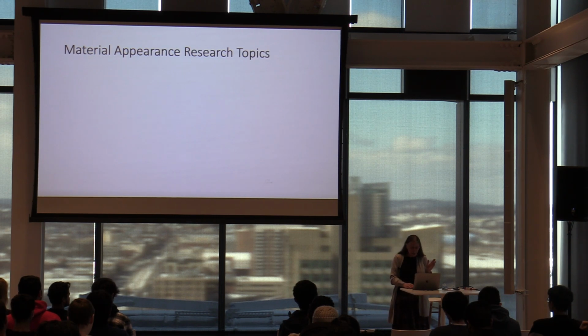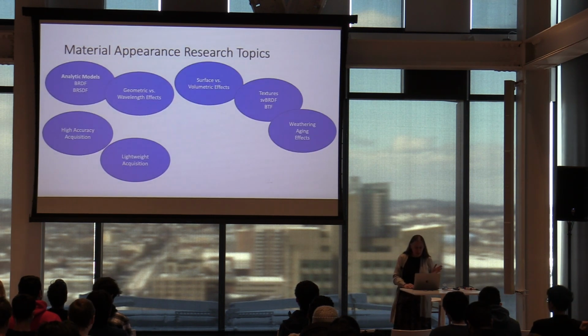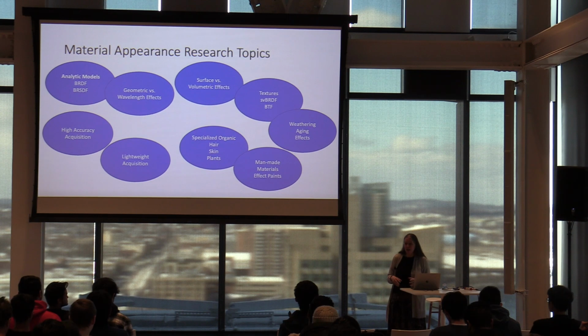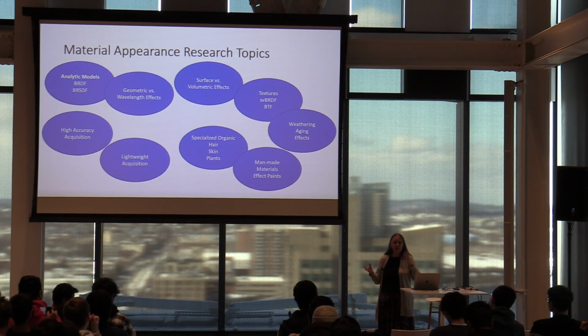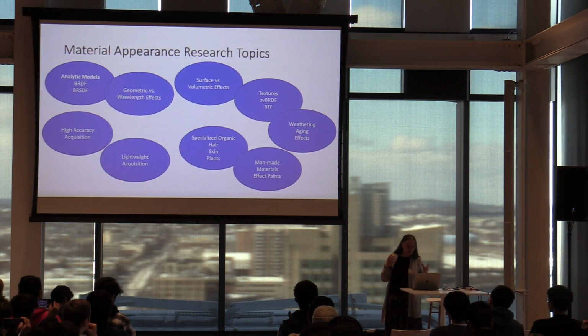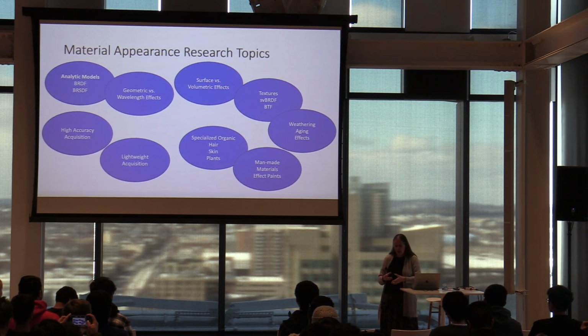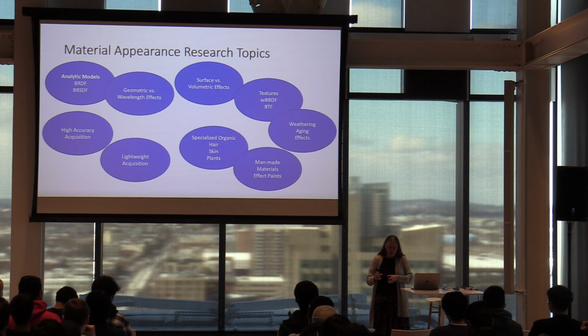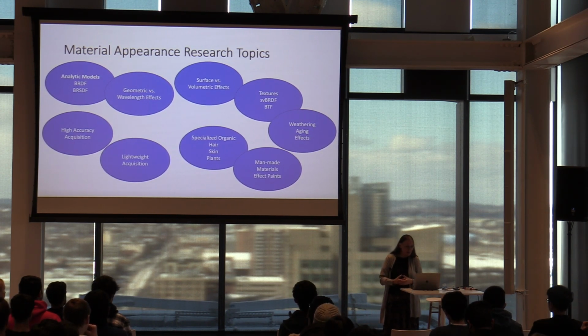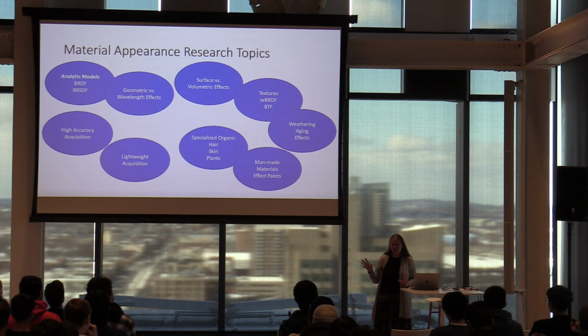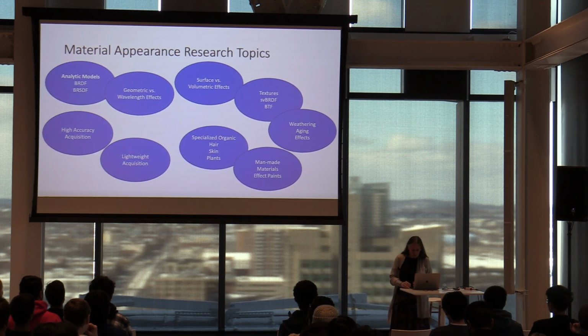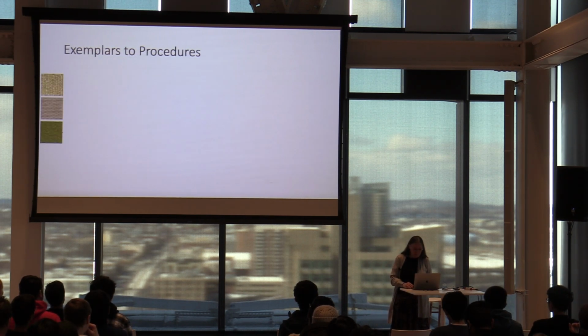And when you start looking at this research area, there are lots of topics. There are things like wavelength effects and diffraction, and we have volumes, and how you model how stuff varies, like if you crack open a rock, how does it look inside? So weathering and aging effects. I'm going to just talk about one of a lot of different research topics in material appearance.